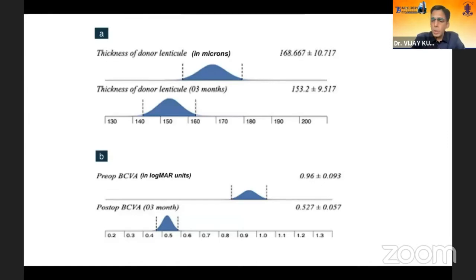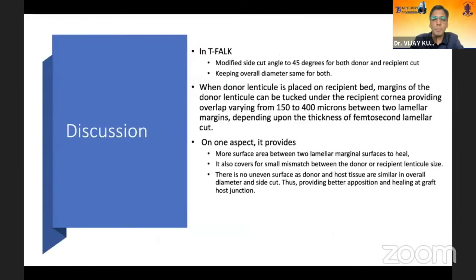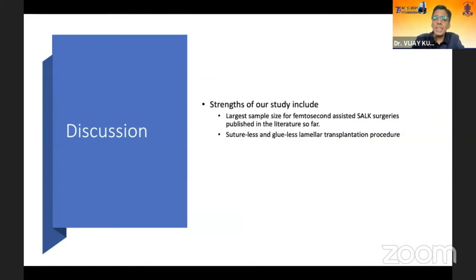The visual acuity of the patients improved from 0.96 logMAR units to 0.52 logMAR units, and most of the patients achieved 6/18 or better vision. This 45 degree side cut gave us around 150 to 400 micron space for overlap between the recipient and donor lenticule. This is the largest study of femtosecond-assisted SALK published in the literature so far, and it's a sutureless and glueless technique. Thank you very much.